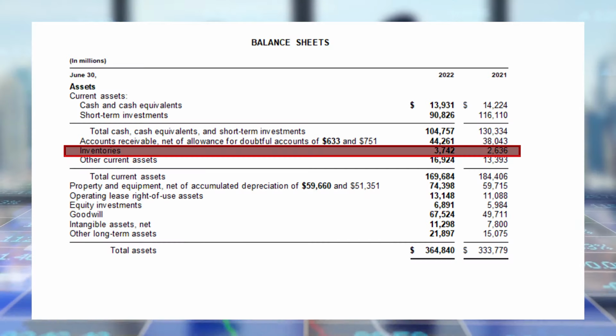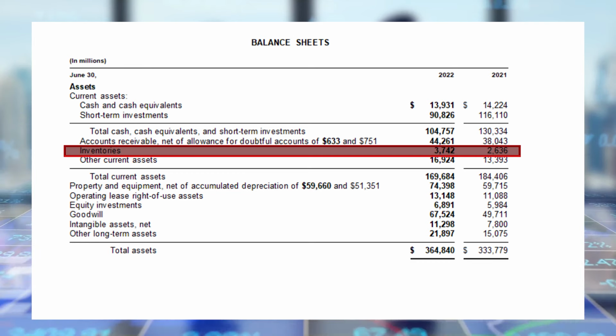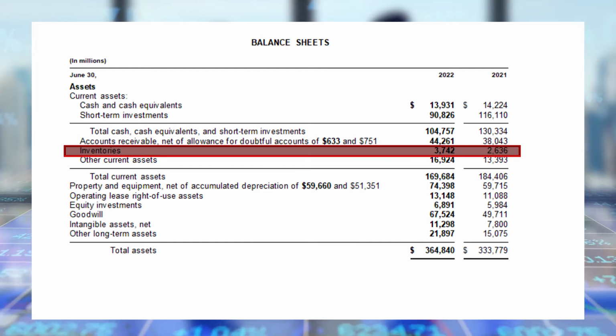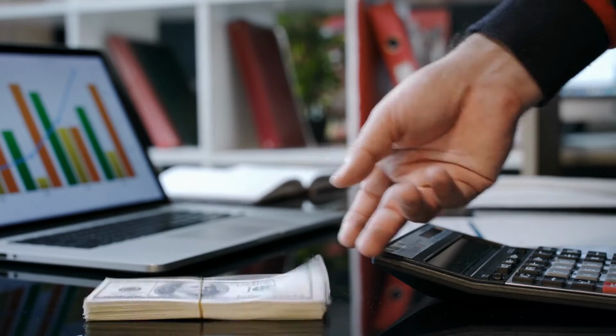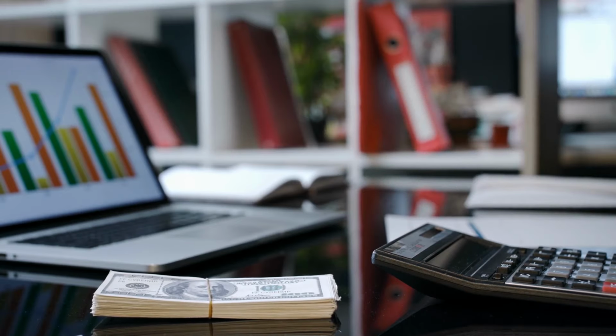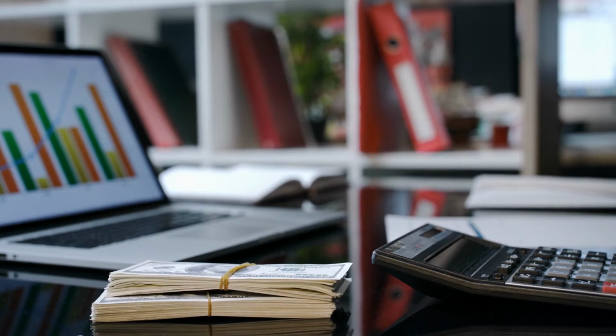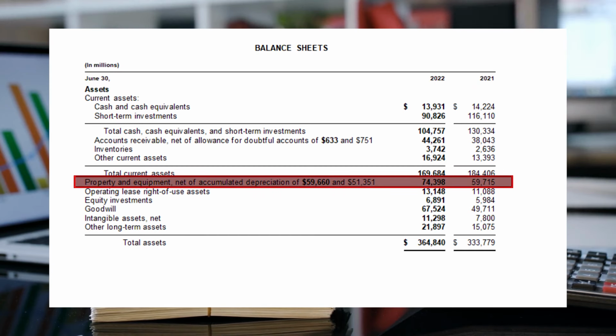Inventory for a company like Microsoft would include physical items that it intends to sell, such as Xbox consoles, as an example. On the other side of the horizon, we have long-term assets. These are resources a company plans to hold for more than a year.